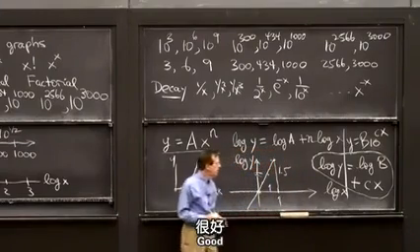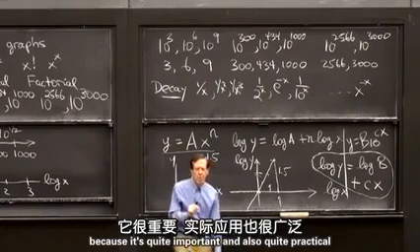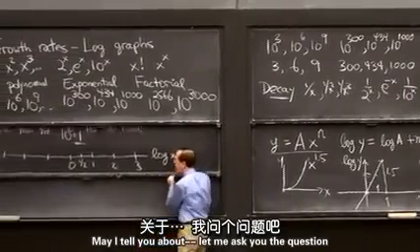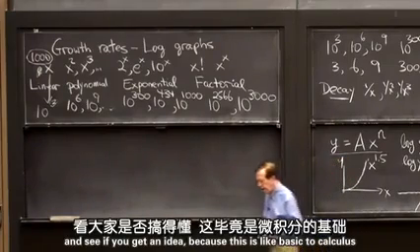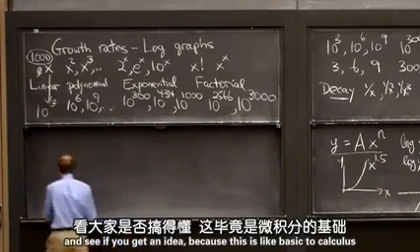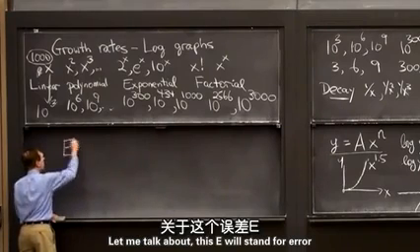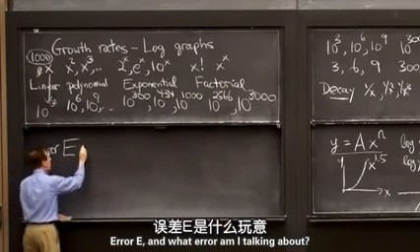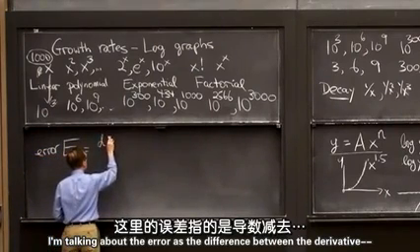Okay. Good. Now I just want to add one more example, because it's quite important and also quite practical. Let me ask you the question and see if you get an idea, because this is basic to calculus. Let me talk about E, which will stand for error. And what error am I talking about? I'm talking about the error as the difference between the derivative.